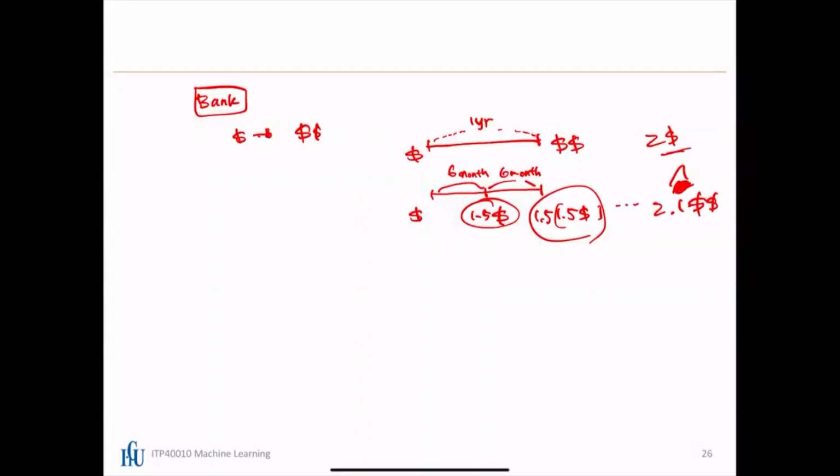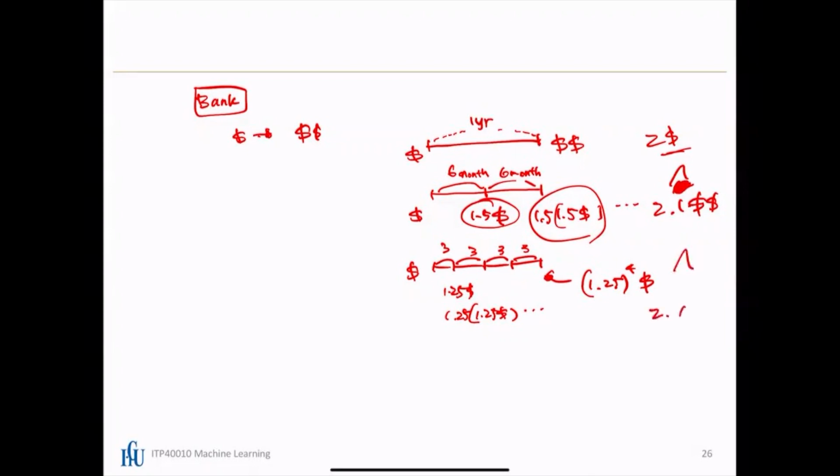Well, let's try to make another deal. Instead of taking a 6 month span for the interest, let's take 3 months. And instead of taking 1.5 times the original investment, at the end of the year, you will get 1.5 to the 4 of the original money. And it's going to be larger than the 1 year span and the 6 month span again. So you do it again and again.